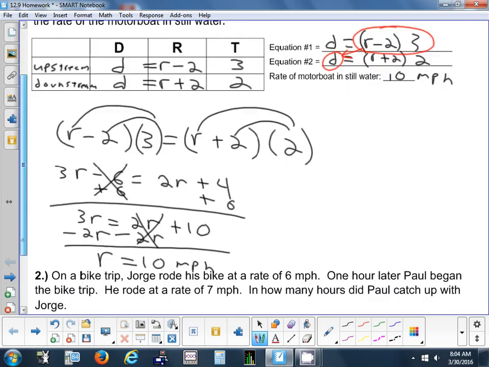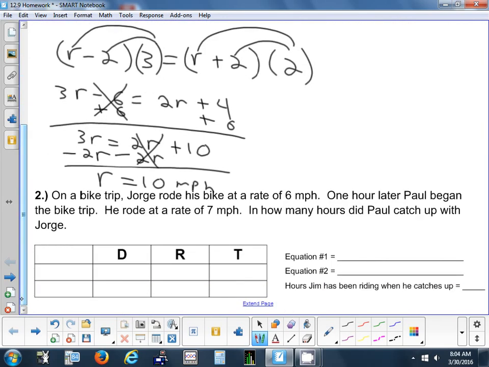All right. Okay, example 2. It says, on a bike trip, we got somebody riding at 6 miles an hour, somebody else at 7. Okay, and this is a catch-up problem. So somebody's leaving before the other person, but then they're going to catch up to each other later. Okay, what are my 2 unknowns?